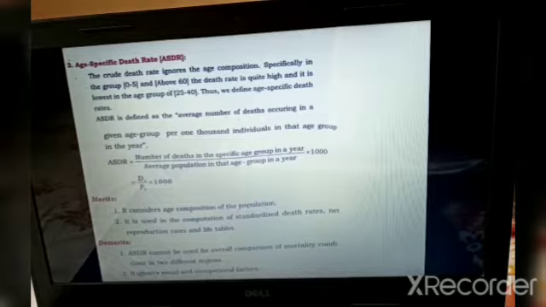So some of the merits are, it considers age composition of the population. It is used in the computation of standardized death rates, net reproduction rates and life tables. We'll see about this later. Demerits are, age-specific death rate cannot be used for overall comparison of mortality conditions in two different regions. It ignores social and occupational factors.